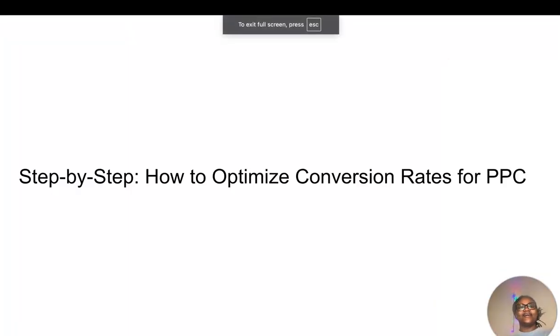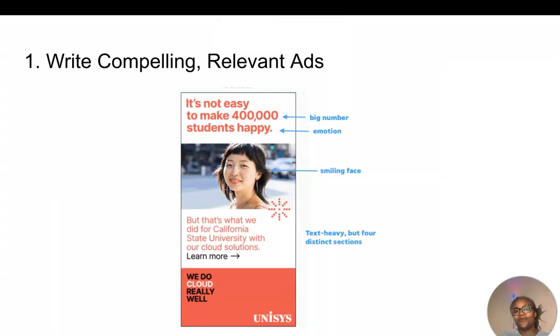Okay, so step one. You want to write compelling, relevant ads. So you want to start by crafting ads that speak directly to your user. You want to use clear headlines, strong calls to action, and ad copy that matches the keyword intent. So for example, if someone searches buying shoes online, your ad should specifically mention running shoes and the benefits and an easy way to purchase it.